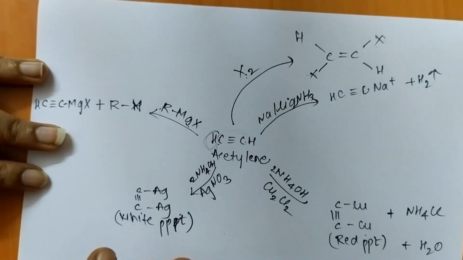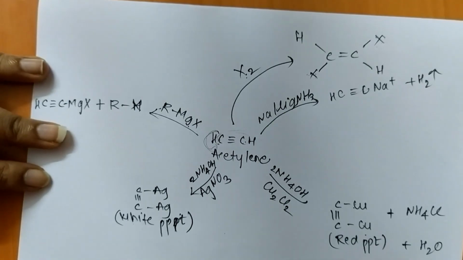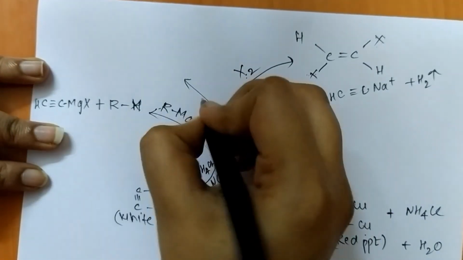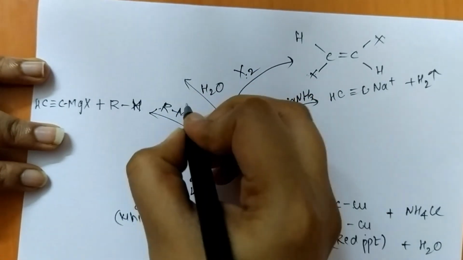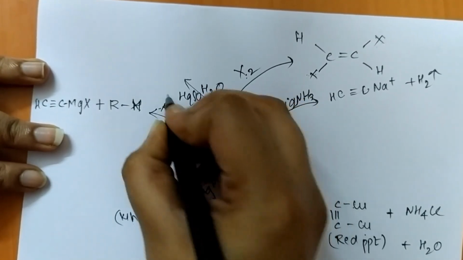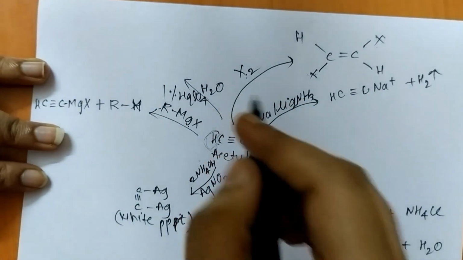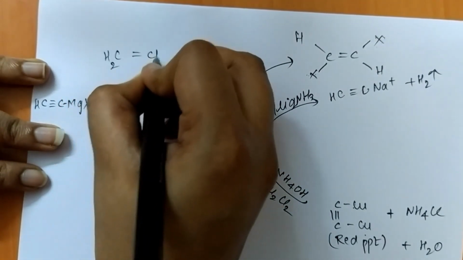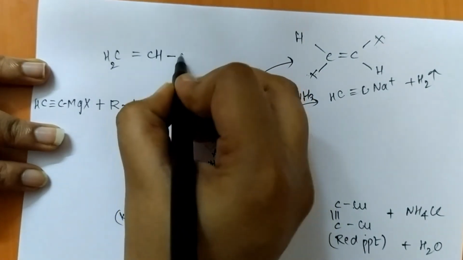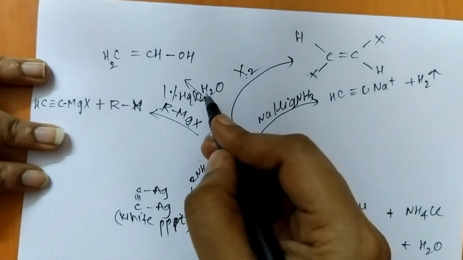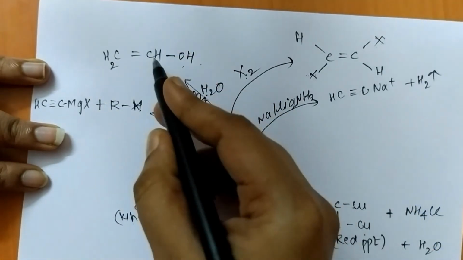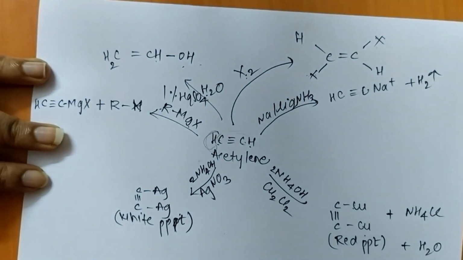Now our next reaction is the hydration reaction. In the hydration reaction we are going to get an alcohol, an alkene you can say, when H2O is added in the presence of HgSO4, that is 1% of HgSO4. Then we are going to get CH2=CH-OH. That is, one hydrogen atom will get added to this carbon atom and the OH group is going to get added to the other carbon atom. However, this is very unstable.